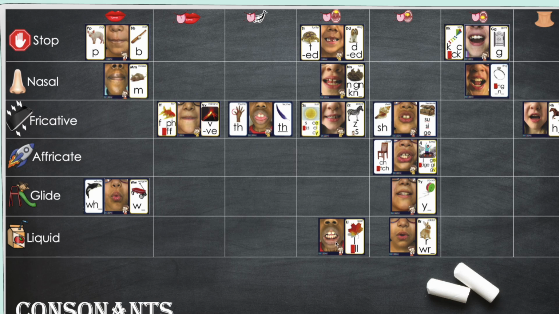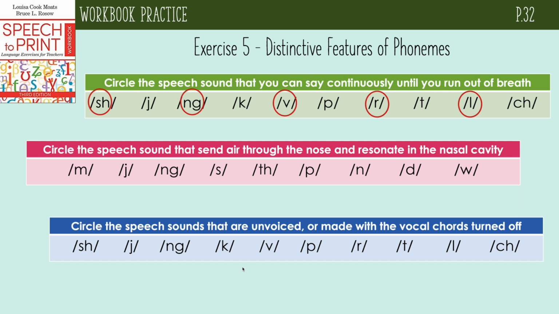Okay? All right, so there's an example of what you would put up on your wall for the consonant chart or the sound wall to help students. And exercise 5, let's take a look at some of these phonemes. If you want to circle the speech sound that you can say continuously until you run out of breath, you should have circled these ones.